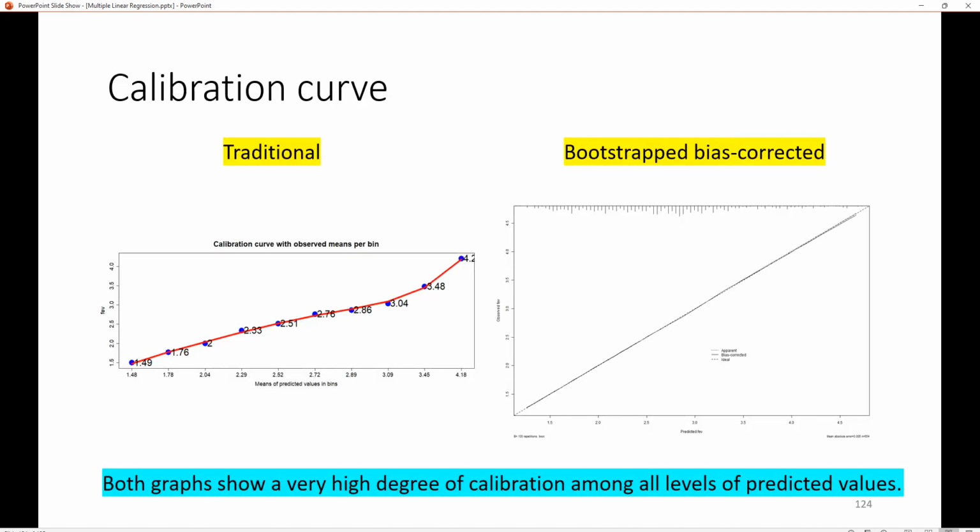And in this, we're going to look at a calibration curve. I have two types. One is a traditional, where we have deciles. We have those 10 groups, and on the right side, we have a bootstrapped bias-corrected calibration curve. Bootstrapping is really helpful when you have lower sample sizes. So I just want to show you these side by side.